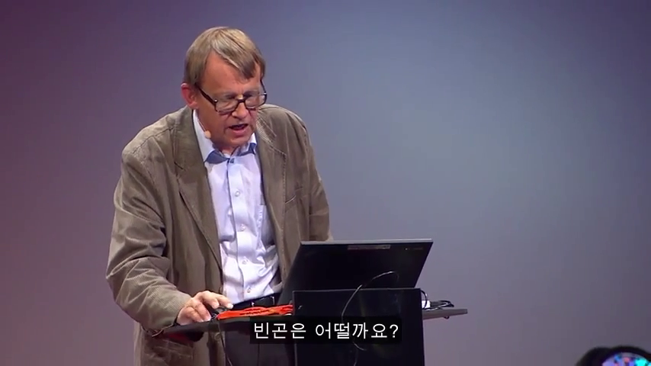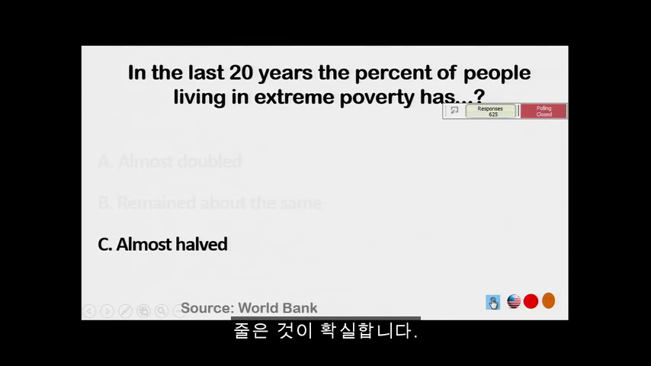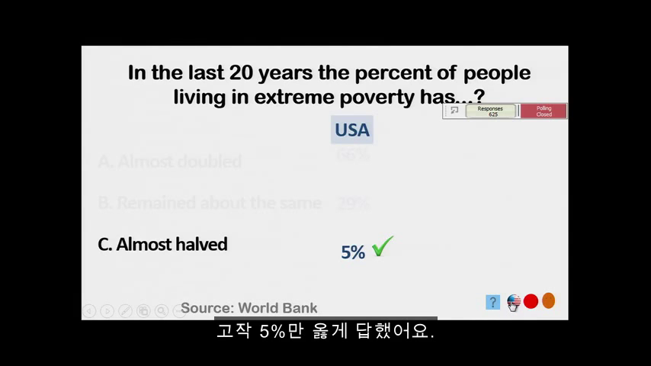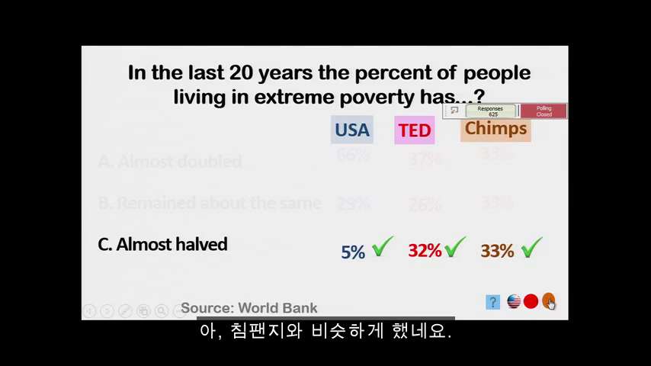What about poverty? Well, it's very clear that poverty here was almost halved. And in the US, when we asked the public, only 5% got it right. And you? You almost made it to the chimp.